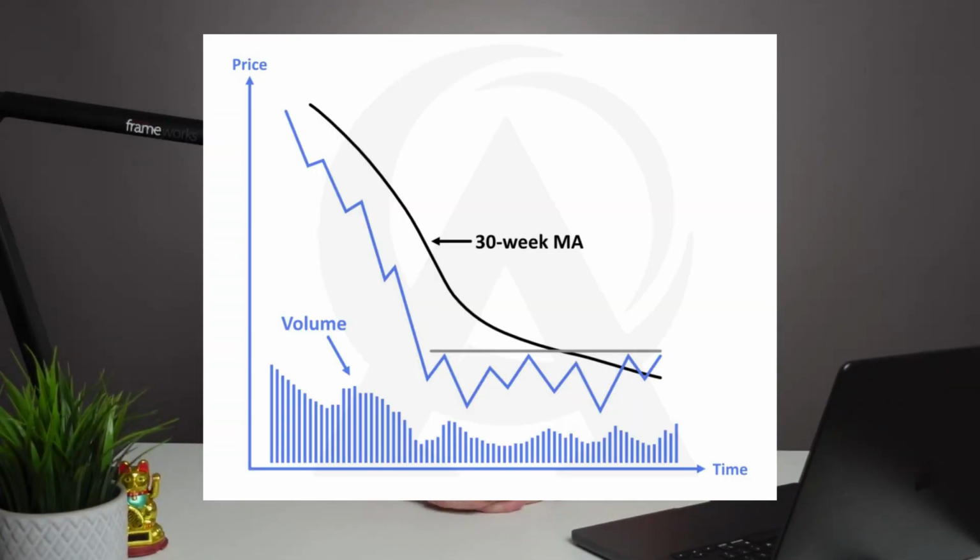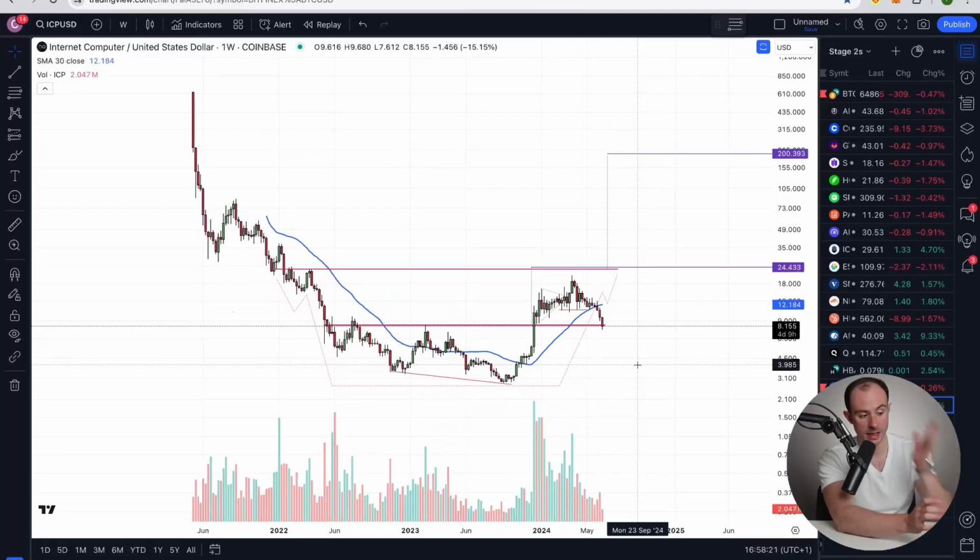So this is the last schematic I have for you. Again, you can see the 30 weekly moving average. Look at this schematic, and then we're now going to bring in the ICP chart. So let's go ahead and do that. So this is the internet computer chart.